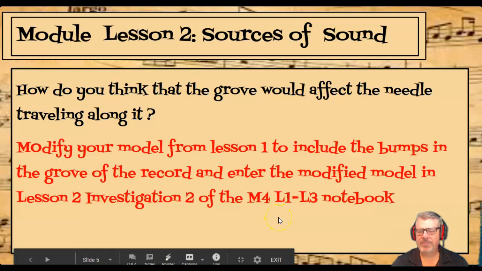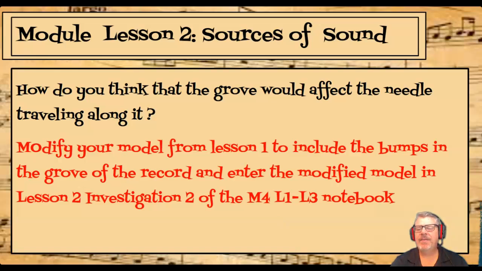With these observations in mind, they want you to modify your model from Lesson 1, and you're going to include the bumps in the groove of the record, and then you're going to make a modified model. So you're going to change the things in Part 1 where the needle is in contact with the record and how that produces sound, and you're going to put that in Lesson 2, Investigation 2 of your notebook. And it's an updated model.